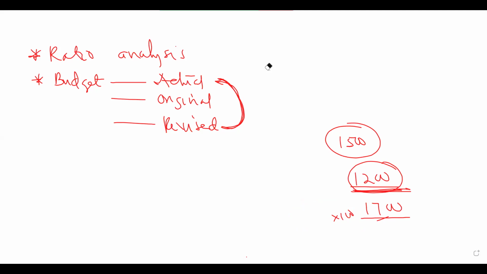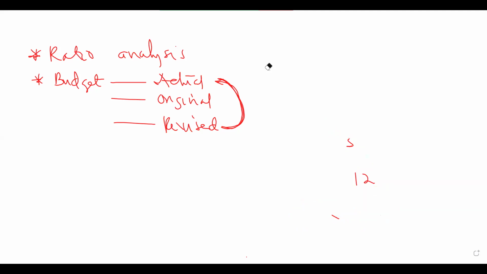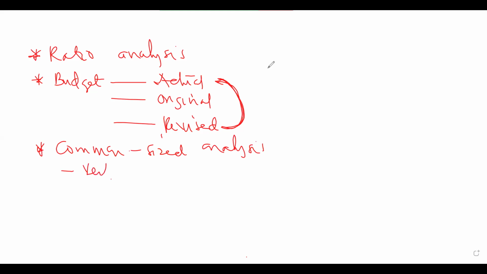They can also ask you to analyze the performance using what we call the budget outcome. They can also ask you to do the common size analysis. And for the common size analysis, it is always the vertical common size analysis that we use. We have the horizontal, but they will always examine you on the vertical one.